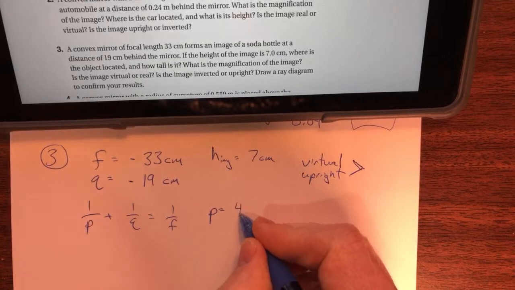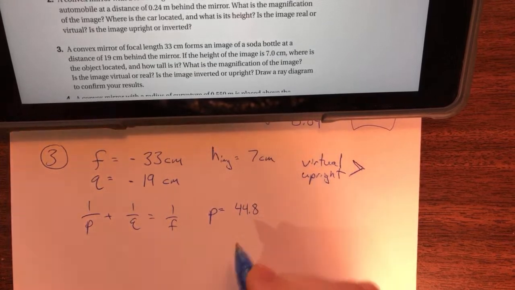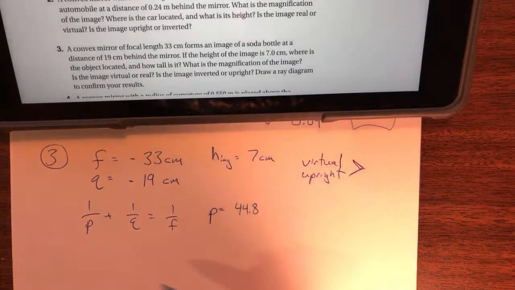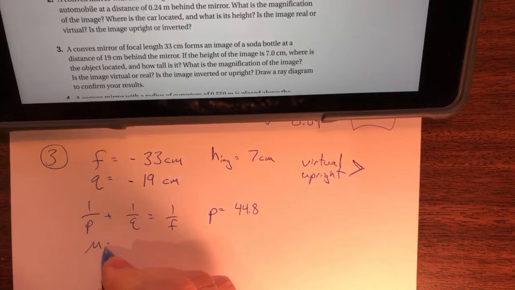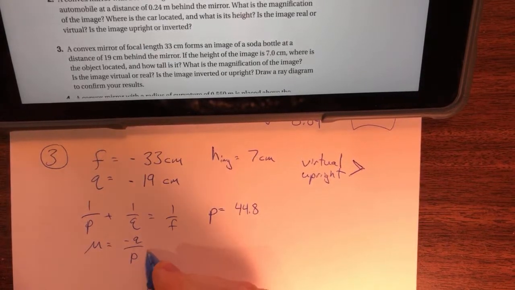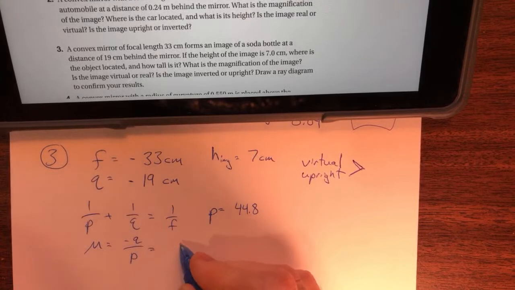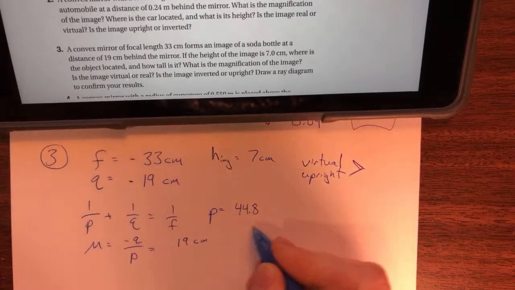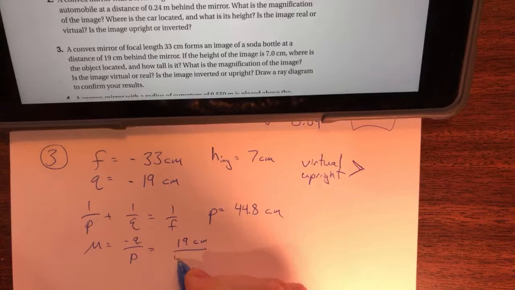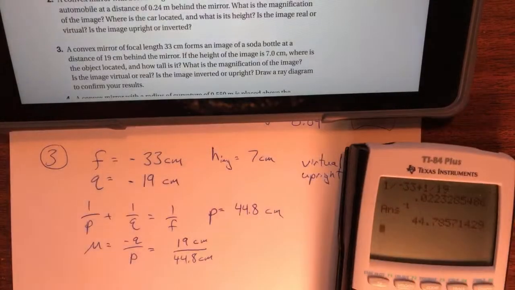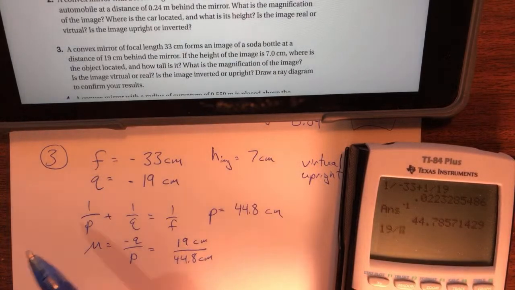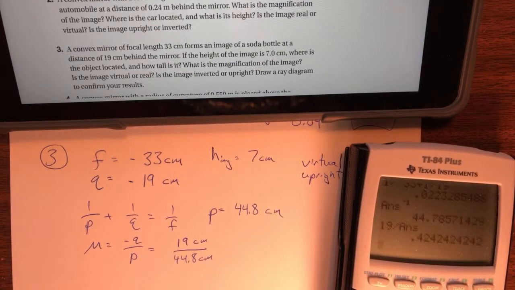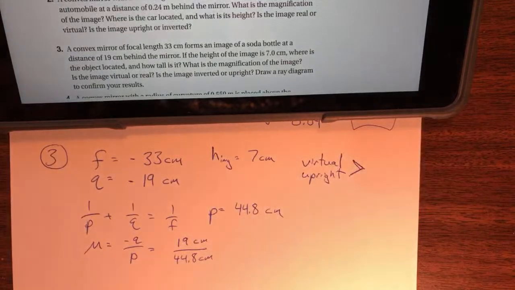P is 44.8, which means that your magnification, negative Q over P, and that's going to be negative, so you have 19 centimeters over 44.8 centimeters. 19 divided by that gives us a magnification of 0.42.